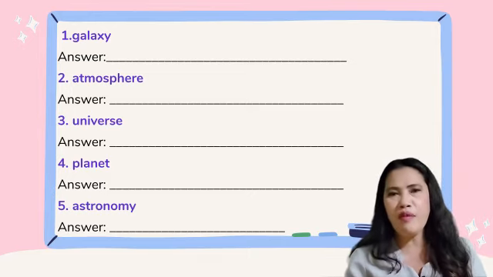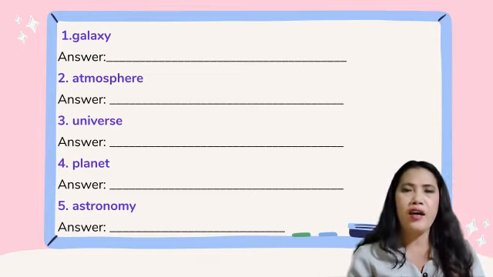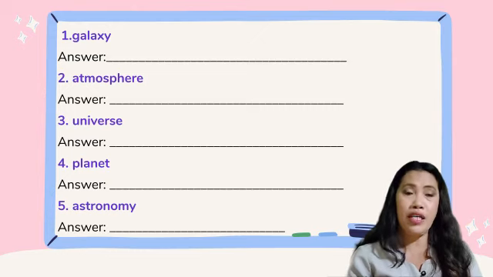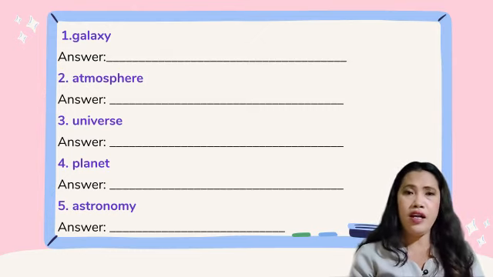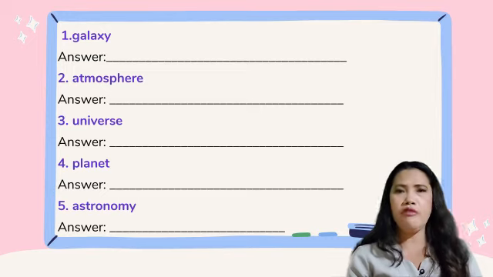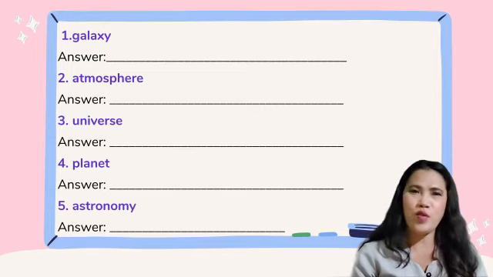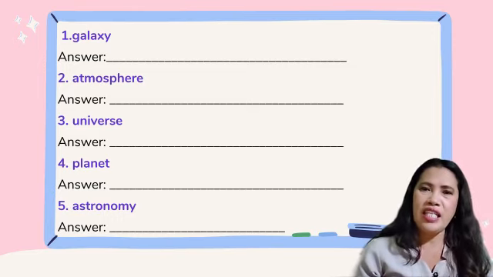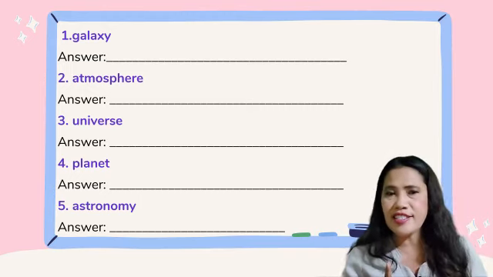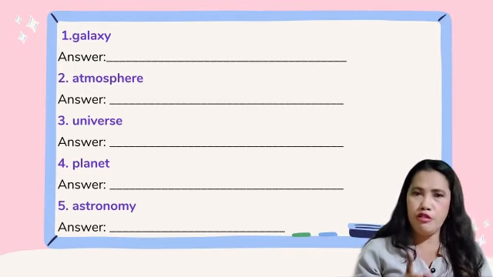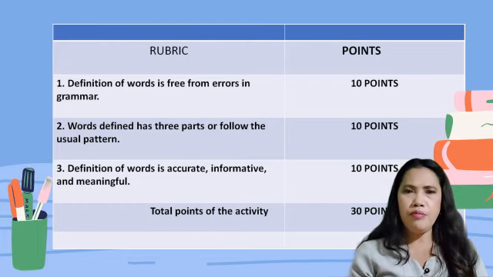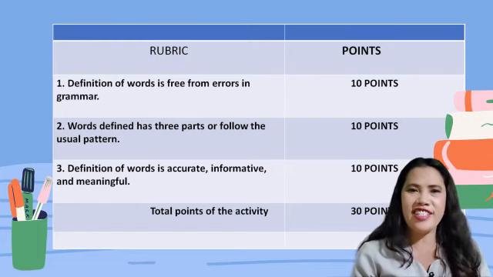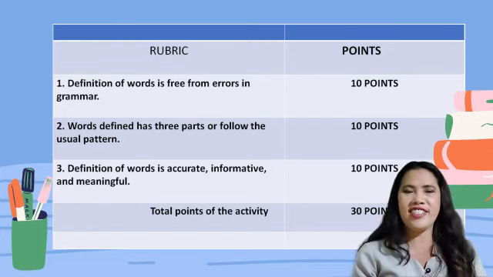So we have here 5 words which you need to define based on how you understand our lesson. Number 1, galaxy. Number 2, atmosphere. Number 3, universe. Number 4, planet. And the last one is astronomy. Okay, class, this is a 3 to 5 minute activity. Don't forget that there is a rubric for you to be guided, and of course to gain good points. So all in all, this is 30 points.